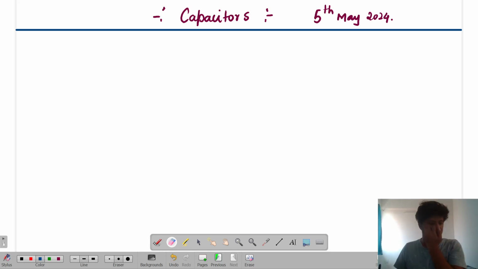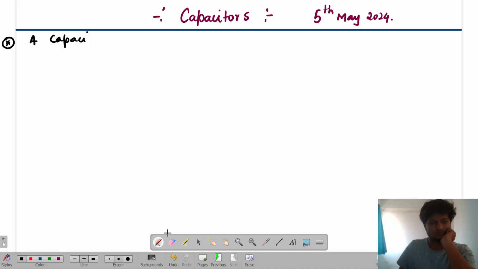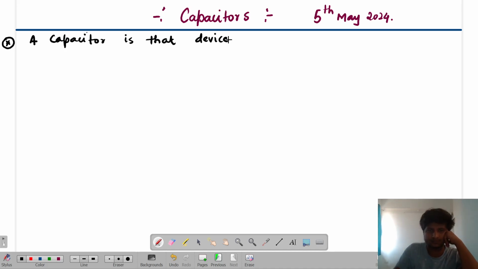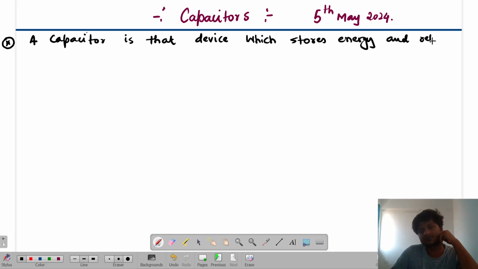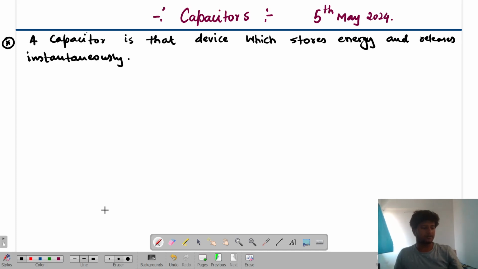Okay, look over here. Let us first define a capacitor. It's that device which stores energy and releases it instantaneously. We can take an example of different cases. Are you able to get me? Is that clear?